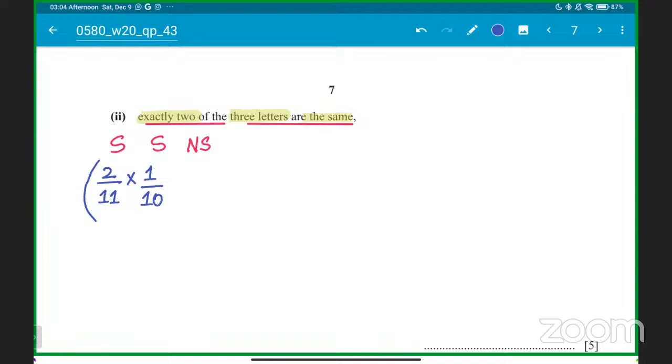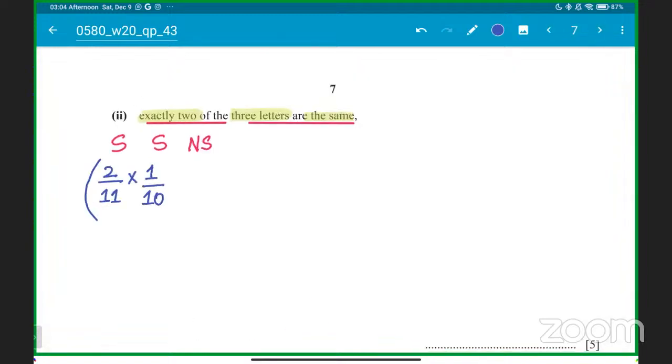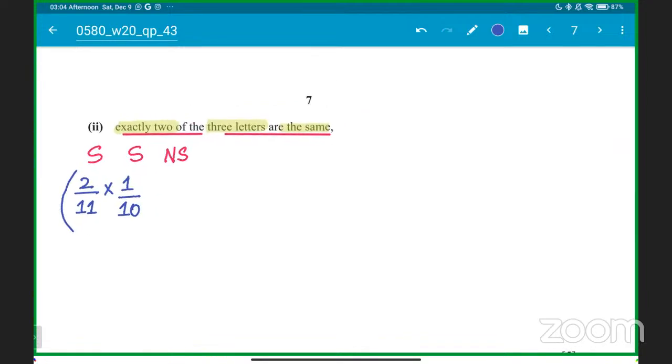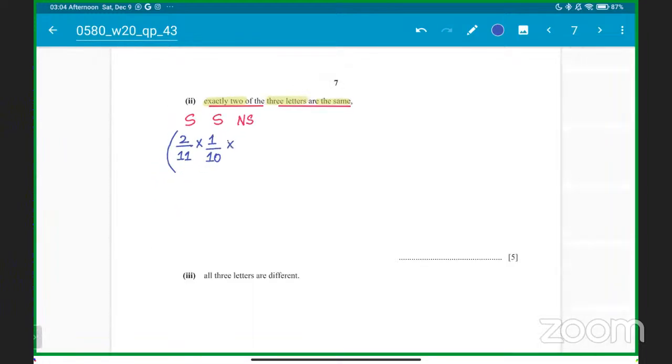And now, because remaining options are how many? Let's count them. Remaining options, which one is possible? Follow carefully. So this one will not be an S, okay, students? So this one will not be an S. Just give me 1 minute, okay?